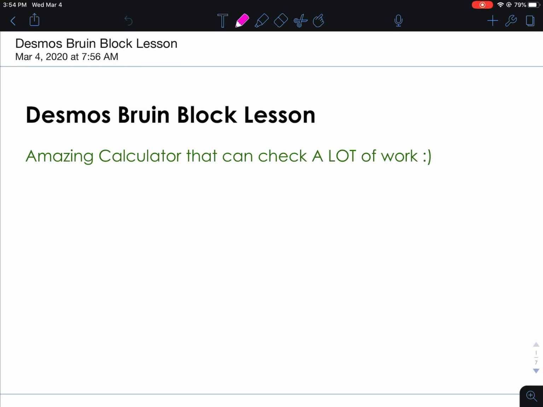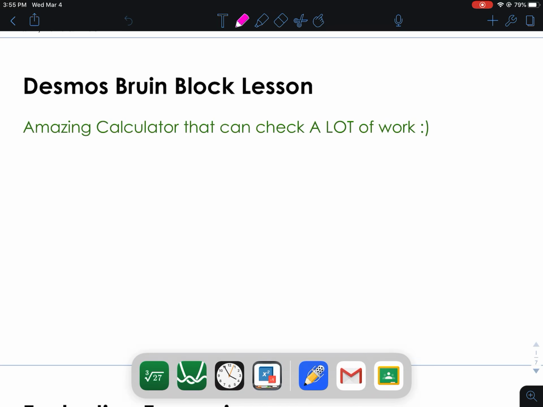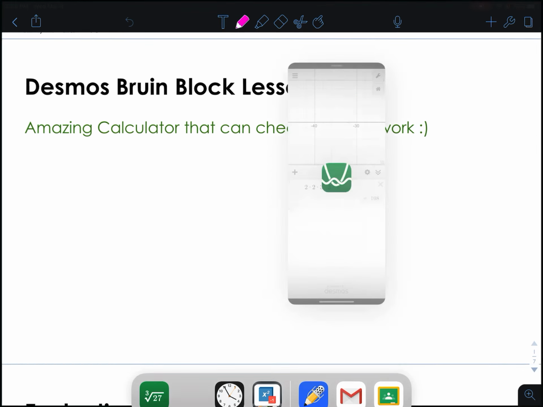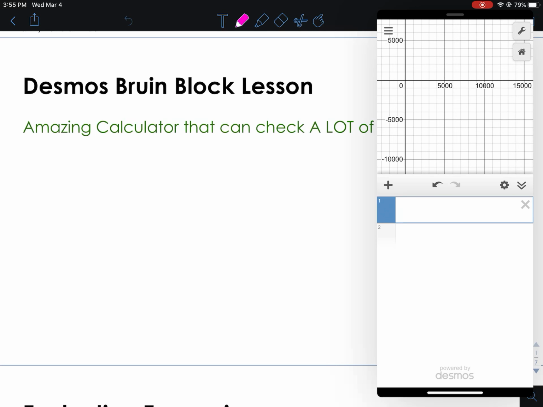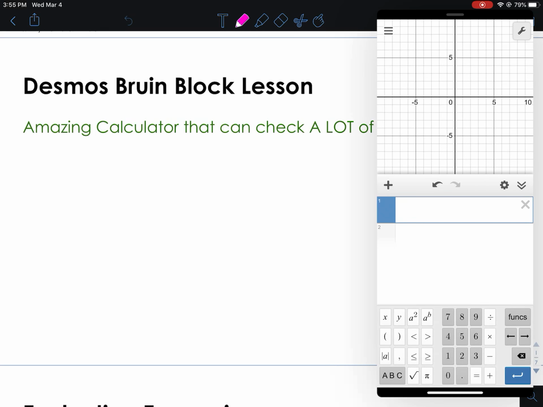That way, when you go to take your SOL in May, you don't have to worry so much about whether you make a little mistake, like you forget a negative sign, and it redirects your entire answer. You will have access to this on the SOL, so it's important to keep that in mind. Full access to Desmos.